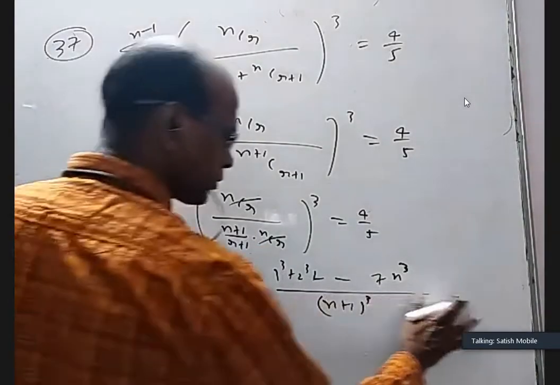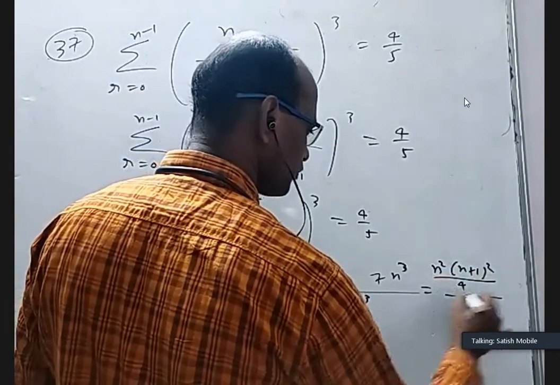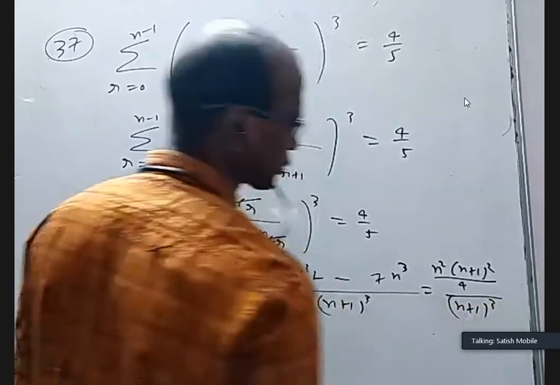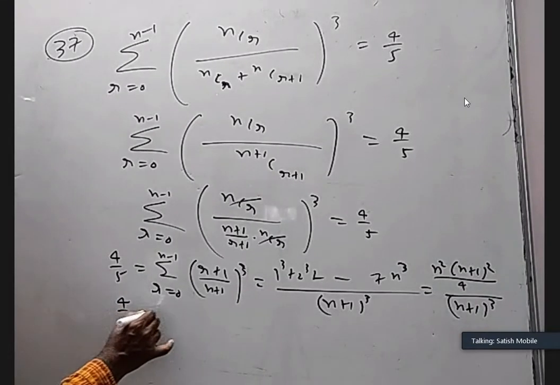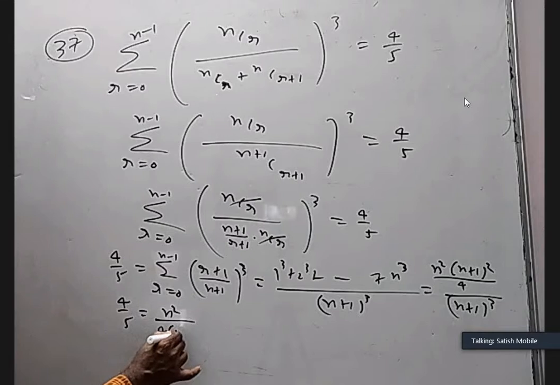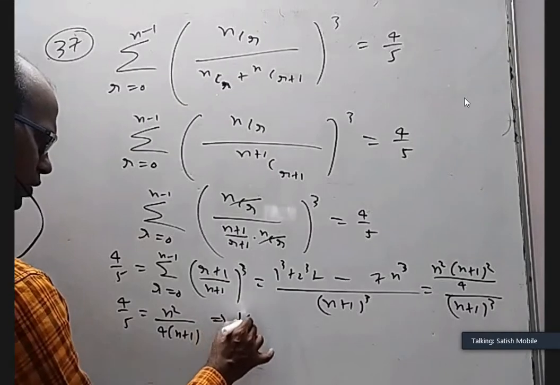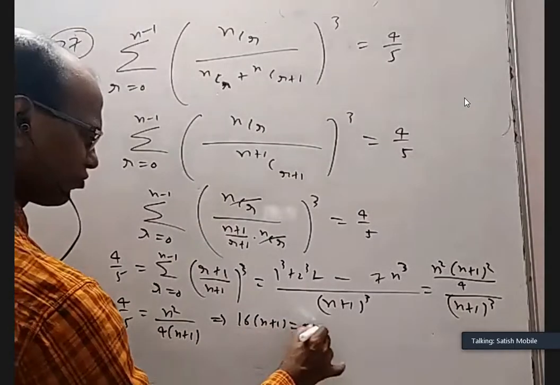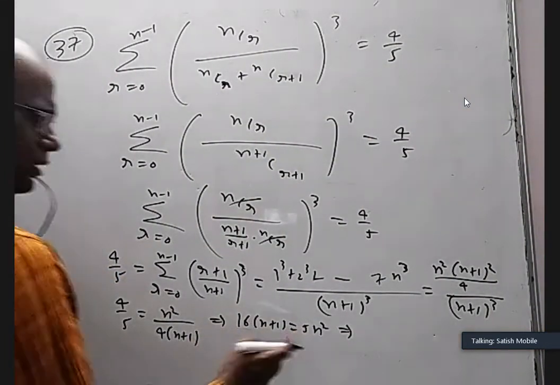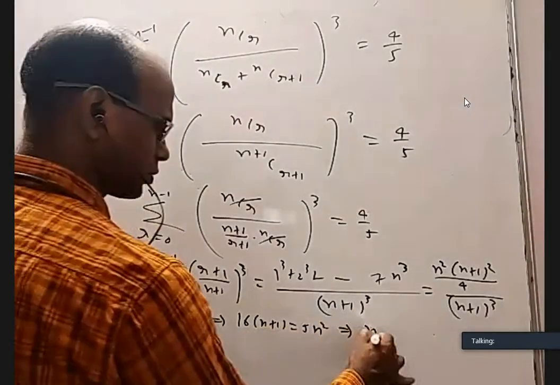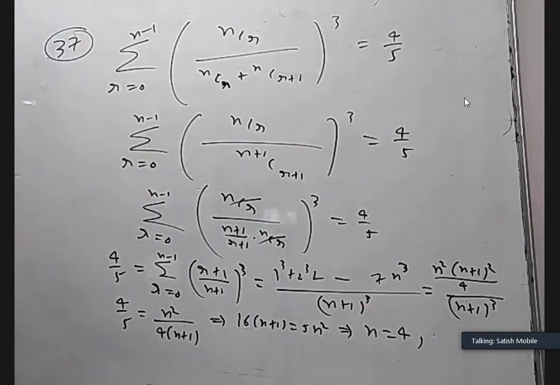For the sum of cubes of n natural numbers, we have a formula: n square into n plus 1 whole square by 4, by n plus 1 whole cube. You can cancel this n plus 1 and this n plus 1. We got 4 by 5 is equal to n square by 4 into n plus 1. So 16 into n plus 1 equals 5n square. Okay, solve the quadratic equation. You can easily guess if n is 4, this is equal to this. Okay, you may get another option which may be negative and which may be rejected.